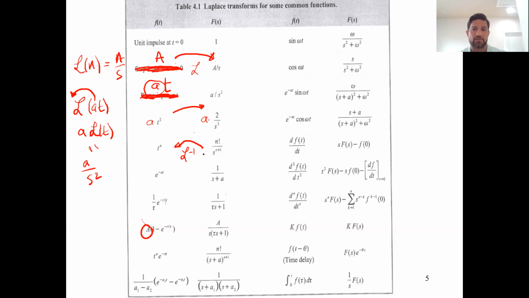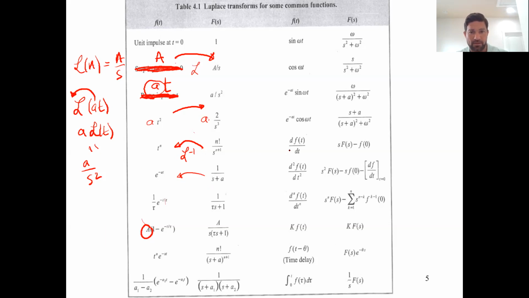The way we take the inverse Laplace is we have to take what our function is and rearrange it so that it looks like something in the table. And when we rearrange it to make it look like something in the table, then we can go back in this direction. So that's going to be where we do the majority of the work.